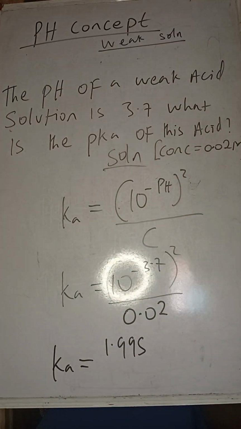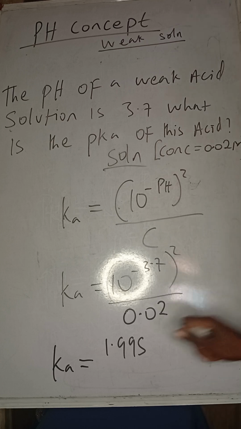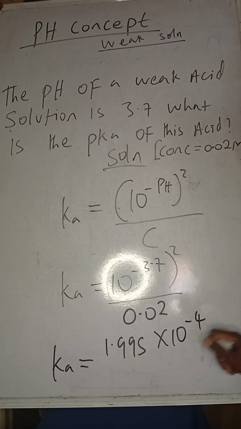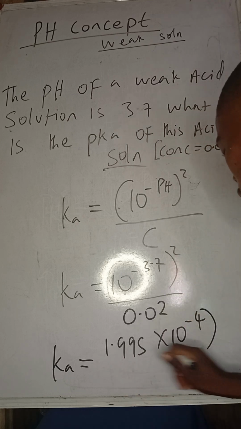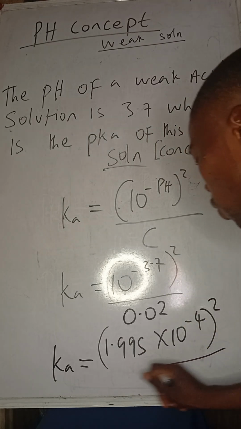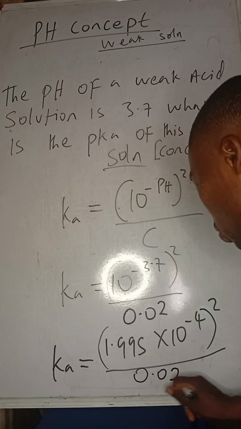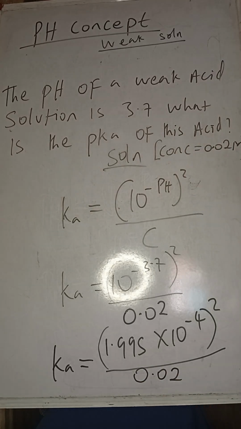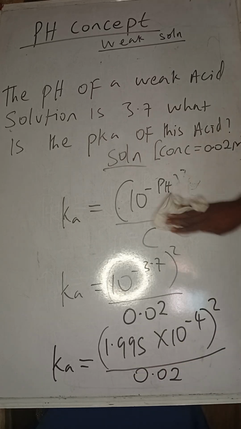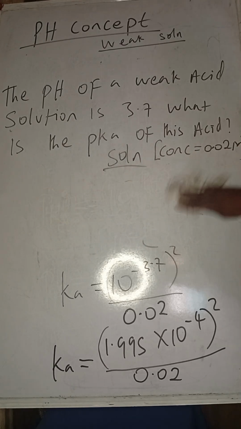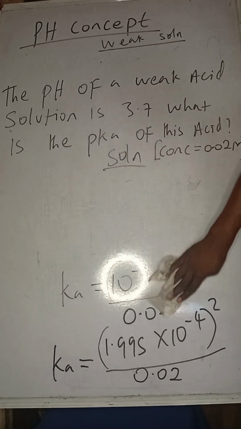1.995 times 10 raised to the power minus 4, all squared, remember, all squared over 0.02. So 1.99 I can just approximately say is 2. So 2 squared. Let me quickly solve so you see. So solving it, coming back here, what do I have here?